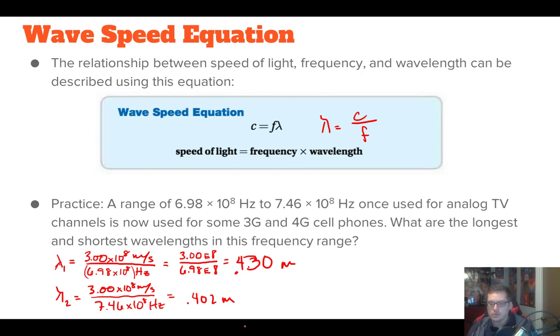All right, longest and shortest. So this would be the longest wavelength, and this would be the shortest wavelength. Not a huge difference, right? That's only like 28 centimeters or so. That's not a big deal.